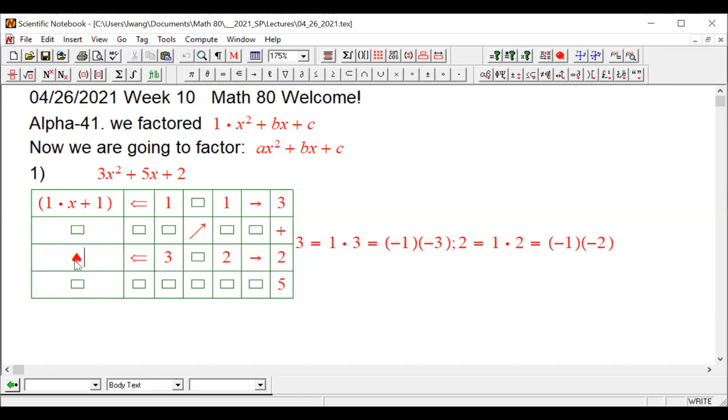Okay, and over here, this factor will be 3, this number 3 times x plus 2. So we got our factors, which are x plus 1 times 3x plus 2.